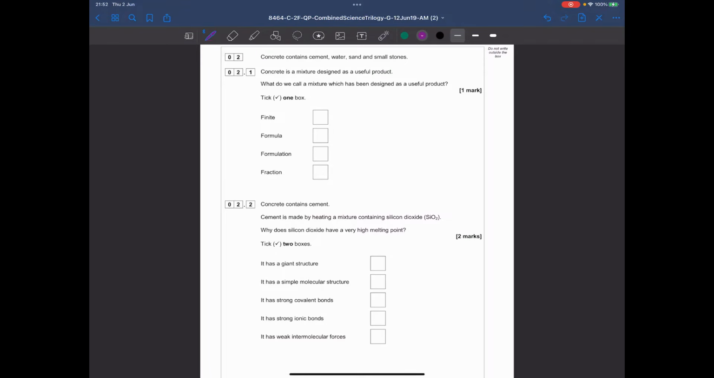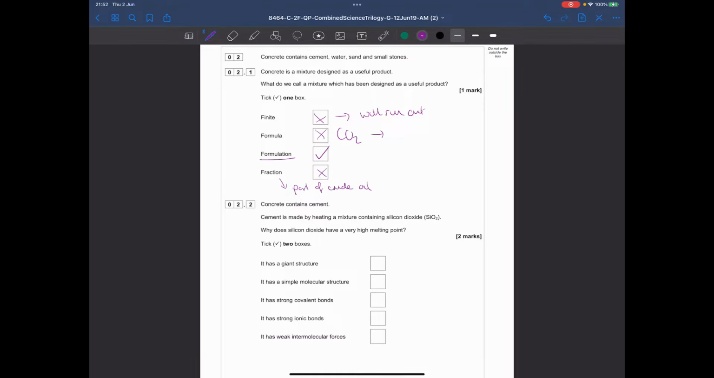Question 2 then. Concrete contains cement, water, sand and small stones. Concrete is a mixture designed as a useful product. What do we call a mixture that is designed to be a useful product? Well, finite means that the resource will run out, so it's not that. A formula, well, that is like a chemical formula, like CO2, so it's not that. And a fraction, that is to do with a part of crude oil and different length hydrocarbon chains, so it's not that.